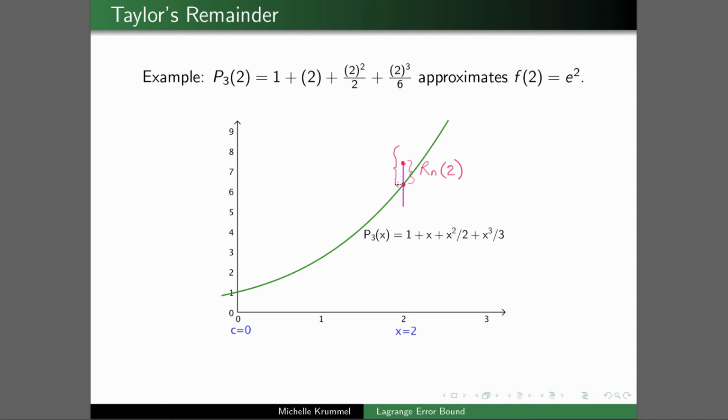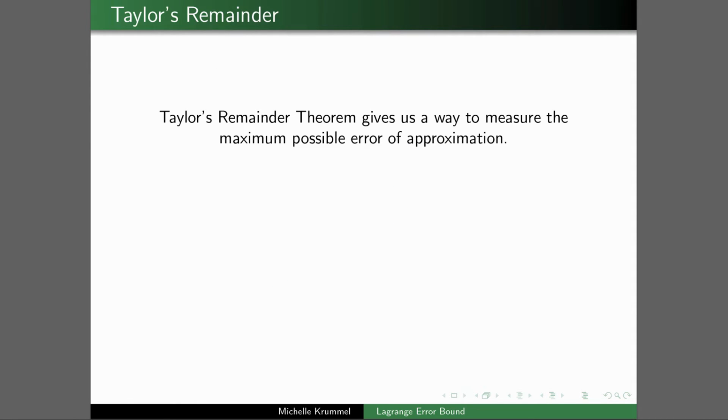And if we don't know whether our approximation is an overestimate or an underestimate, we're going to have to be willing to add that amount of error or subtract that amount of error. So we're going to get an interval for the y values. If we follow that over here, we'll be able to come up with an interval in which we believe the actual value is contained. So how do we come up with this measurement? Taylor's remainder theorem gives us a way to measure the maximum possible error of approximation.